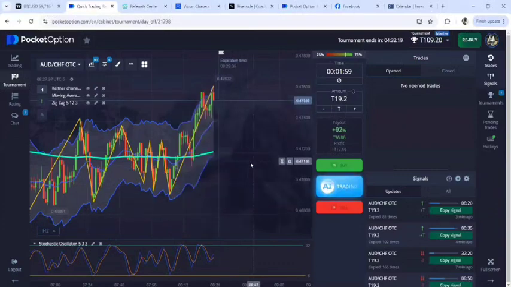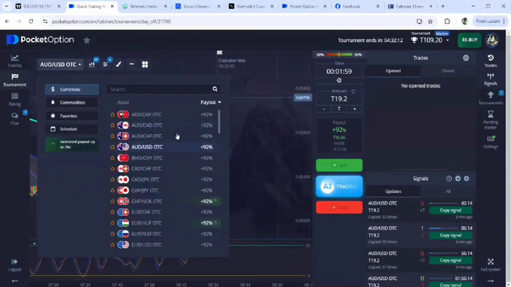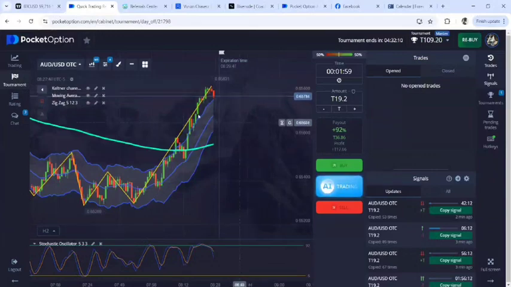Now you see, I just took the profit amount and added that to my risk. So $19.20 is the next risk amount. So I'm going to the next pair.